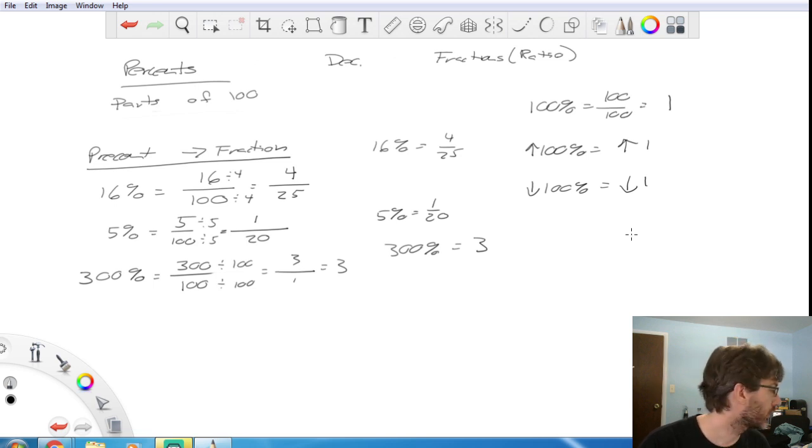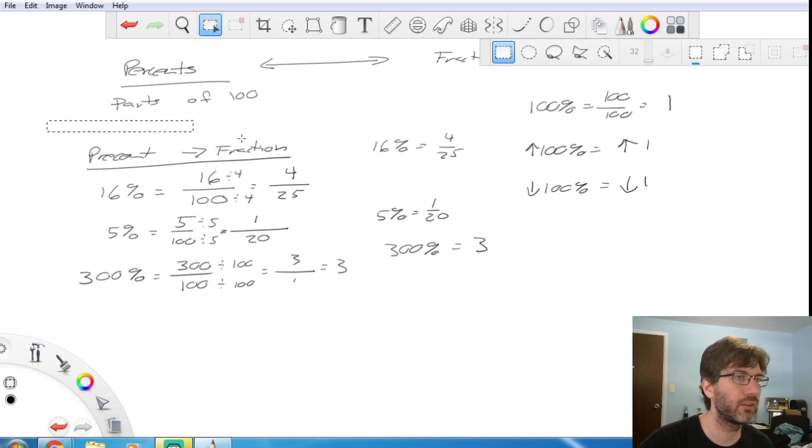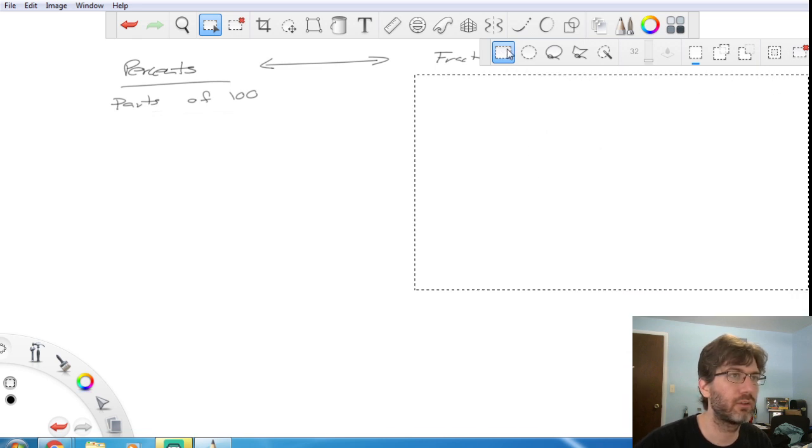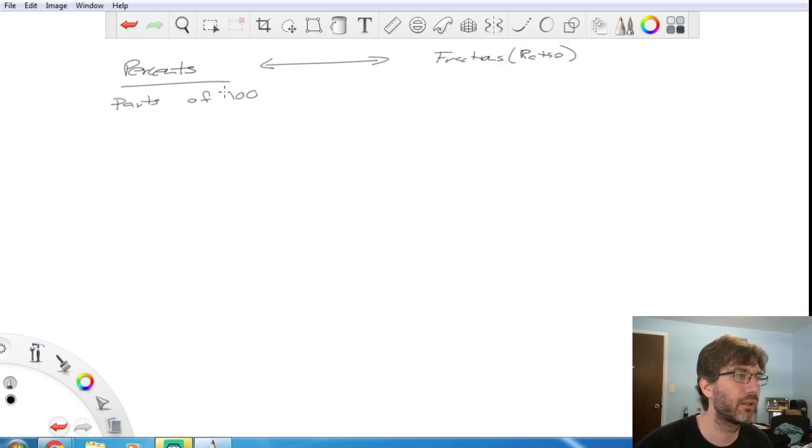We are going to look at the other way, though, which is a little more complicated. So, again, today we're just going to focus on going from percents to fractions or fractions to percents. So we want to be able to do that. Let's look at the other way of doing it, going backwards, the opposite. It takes a little more thought. Let's look at going from a fraction to a percent.